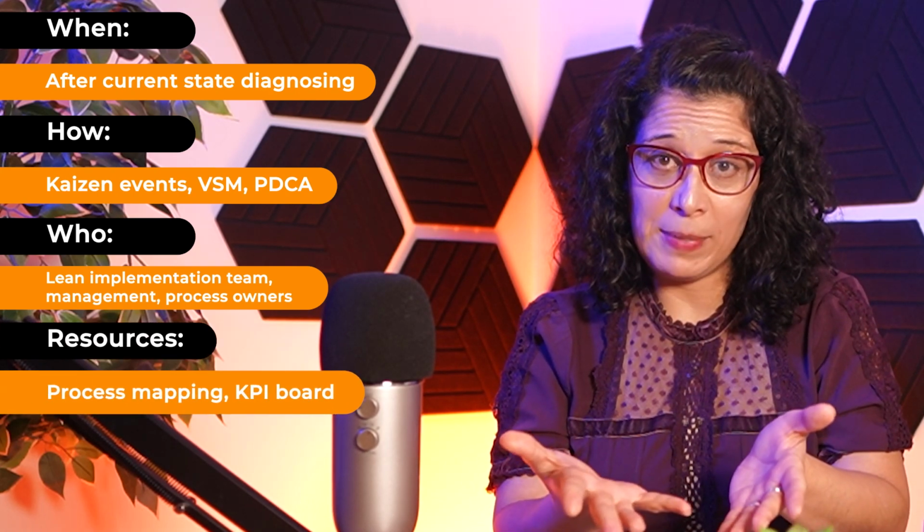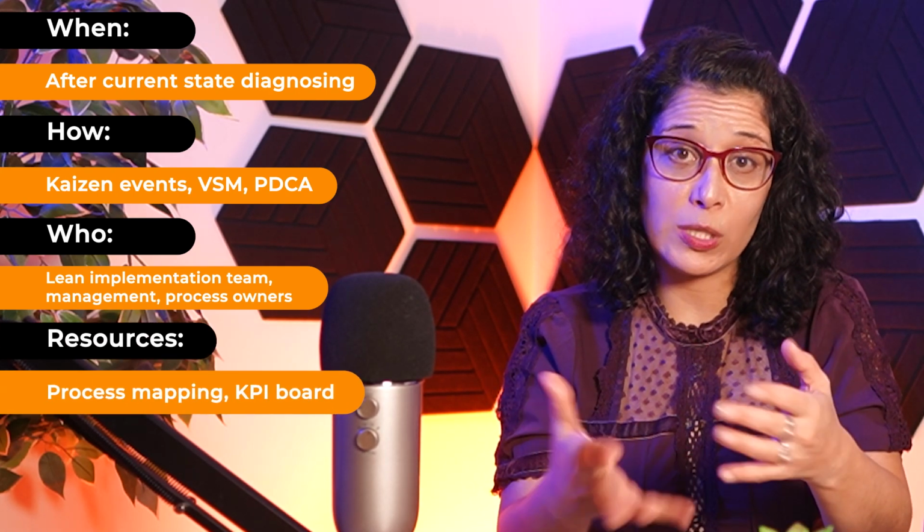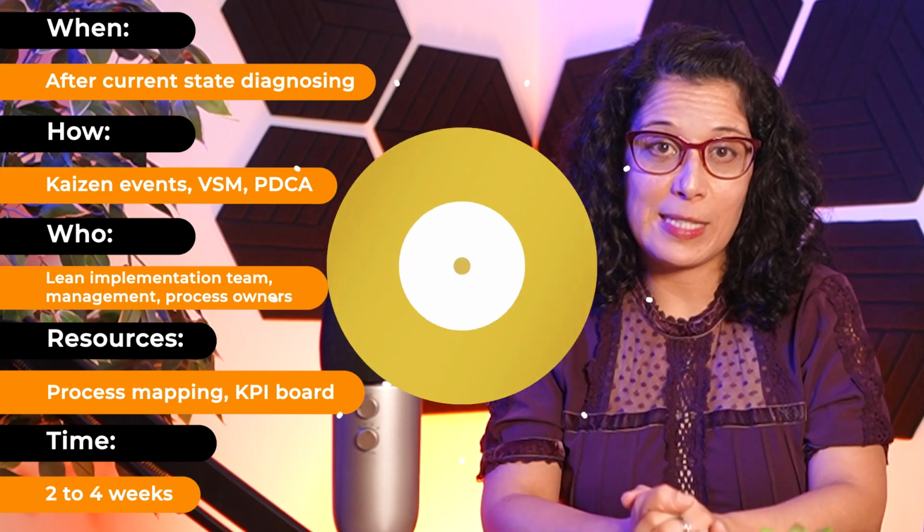Who needs to be involved in this phase? The Lean implementation team, managers, team leaders, and process owners. You will need process mapping templates, KPI dashboards, and Lean experts or trainers. The time frame for this phase is between 2 to 4 weeks.